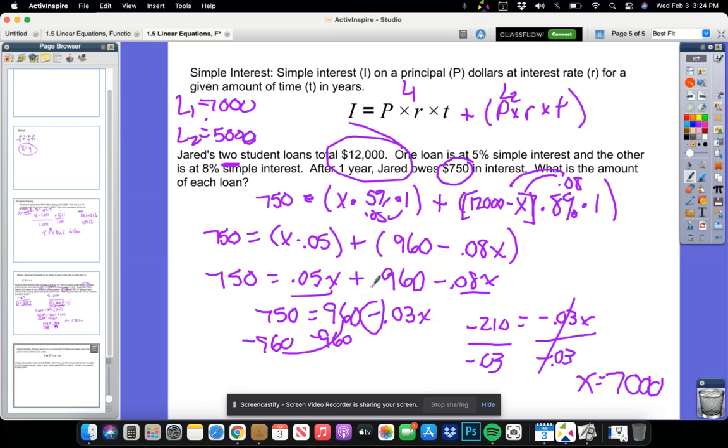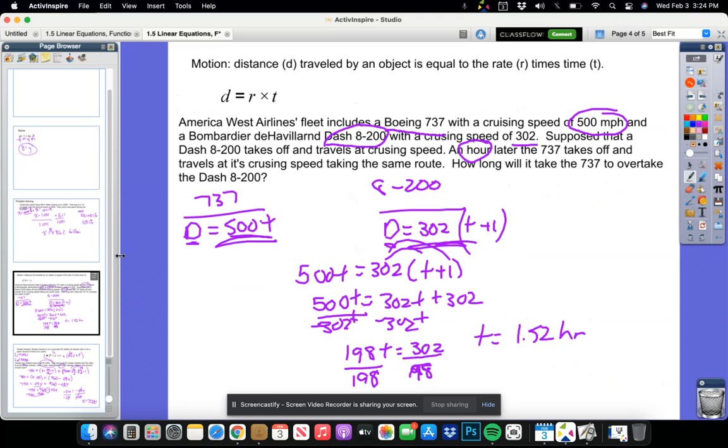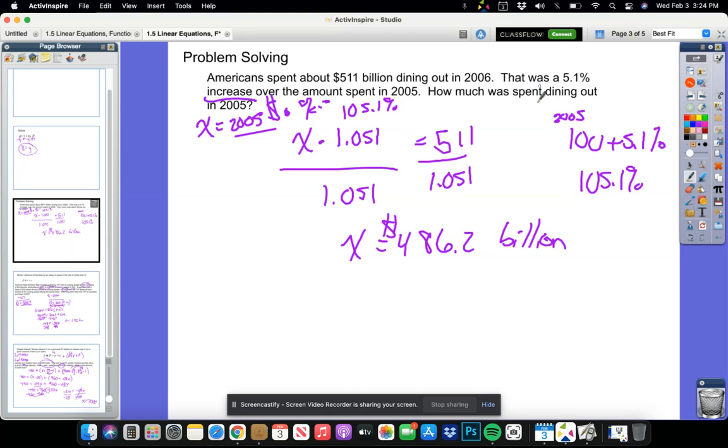You'll have a problem similar to this. Hopefully this helps to explain it. We've done something like this before, but it does add a little twist. When we talk about two different loans, we don't know how much is in each one, or in a particular problem, we know one took off an hour early, so we have to compensate for that hour, or we're talking about a certain percentage over or under, instead of just finding the percent off or the percent extra and then adding it to the original number. That's not what we're looking for. Sometimes we're missing the original number.